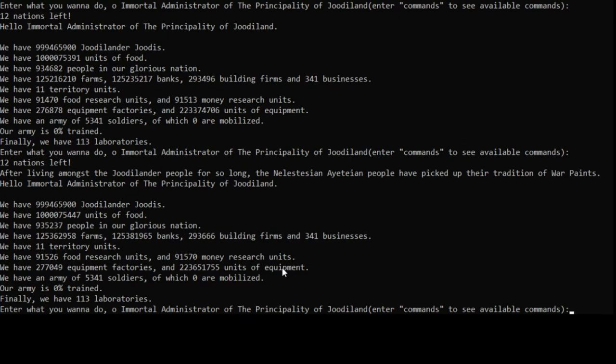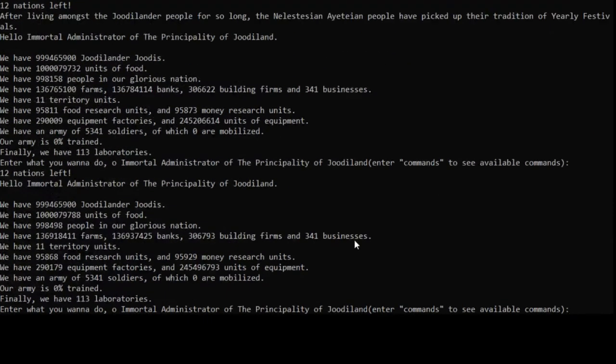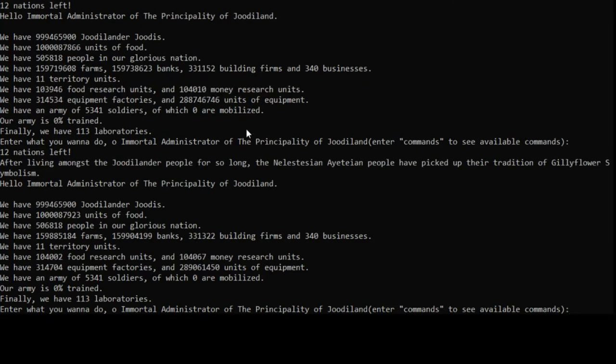After living amongst the Joodilander people, some of the Nelestesian Ayatayan people have picked up the tradition of war paints. Good. Now they will be painting gillyflowers on their chests or something. Or whatever they would paint on their arm or something, I don't know. Yes! The Nelestesian Ayatayan people have picked up the tradition of Joodilander yearly festivals. Very good. After living amongst the Joodilander people, some of the Nelestesian Ayatayan people have picked up the gillyflower symbolism.